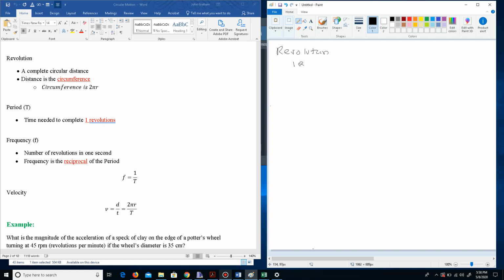One revolution is equal to one complete circle. Right, so one time around the circle, that'd be one revolution. So you have a distance there of circumference, that's 2 pi r. You have an angle there of 2 pi, or we can say 360 degrees. And so one revolution equals 2 pi radians. And one revolution equals 360 degrees.